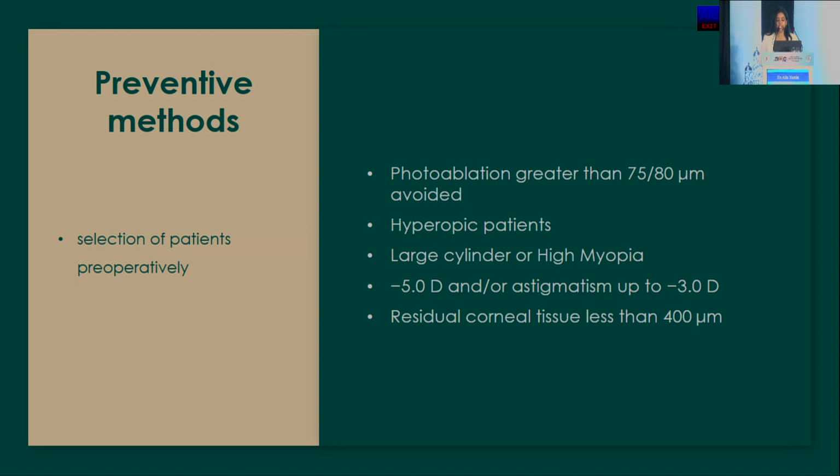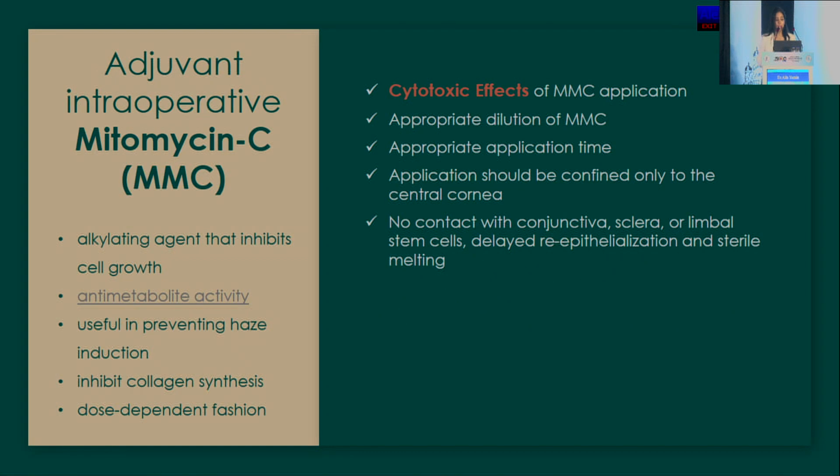Photoablation greater than 75 or 80 micrometers should be avoided. Hyperopic patients should be avoided. Any large cylinders or high myopia, as in -5 of spherical equivalent of myopia, and astigmatism of 3 diopters or more should be avoided. And where there is residual corneal tissue less than 400 micrometers should be avoided.